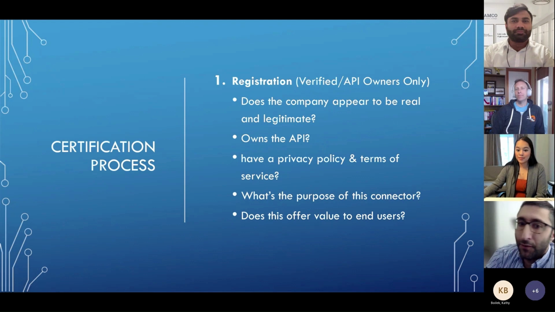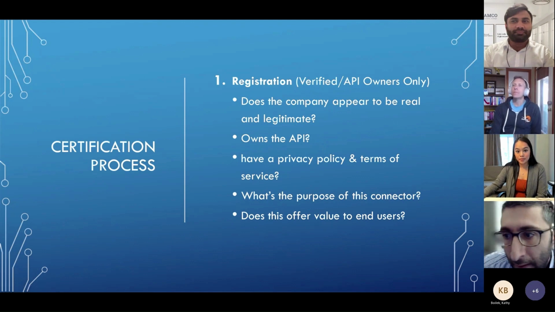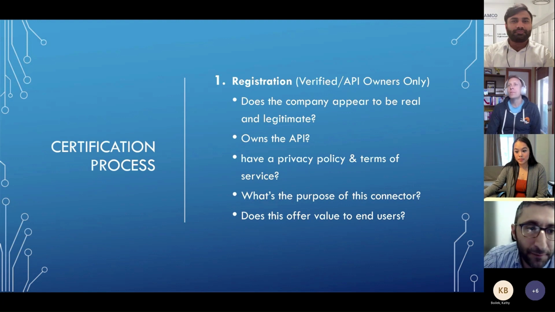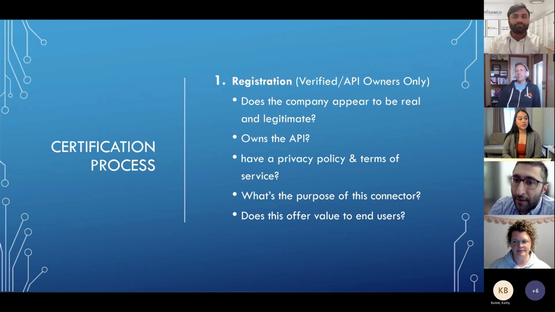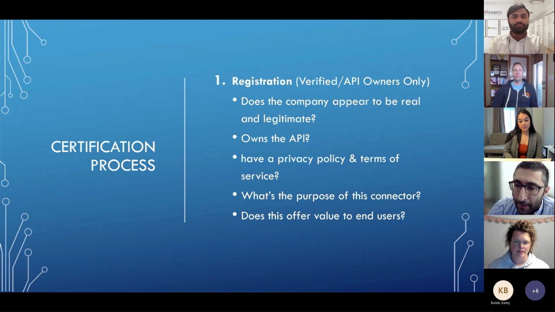Okay, and now after we know what type of partners we are, we're going to start registering our connector. The first step would be to register the connector and fill out the Microsoft registration form. And this step is required only from verified publishers or API owners. In this form, we are just collecting some general information about partners, for example, about the company, the size of the company, confirmation from them that they do own the API, a privacy policy, what is the purpose of the connector, and does it really offer a good value for the community? Does it bring something new?